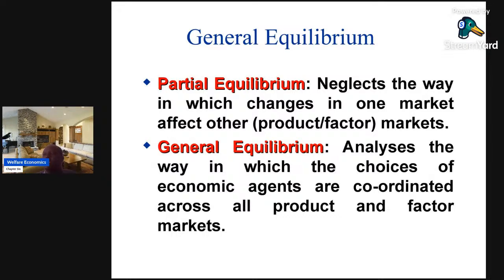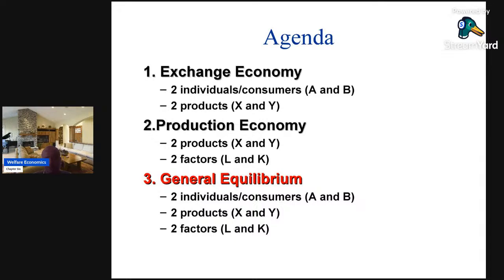When we say there are economic agents like households, firms, and the government, the choices of all these economic agents are coordinated across all product and factor markets. Under this general equilibrium, we will see the product market and the factor markets.